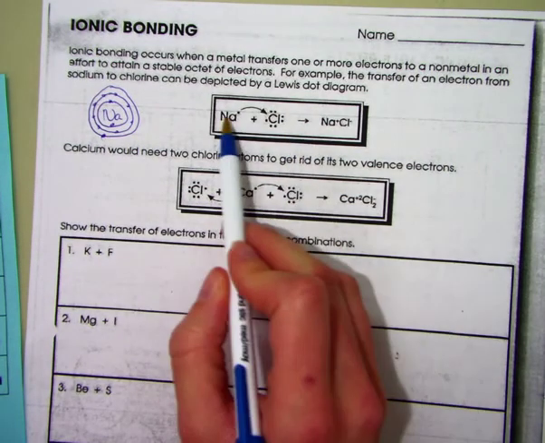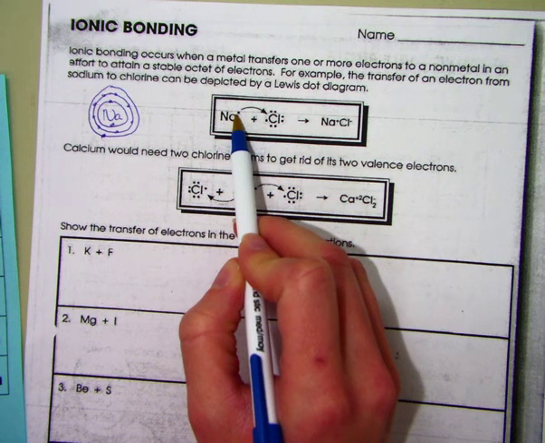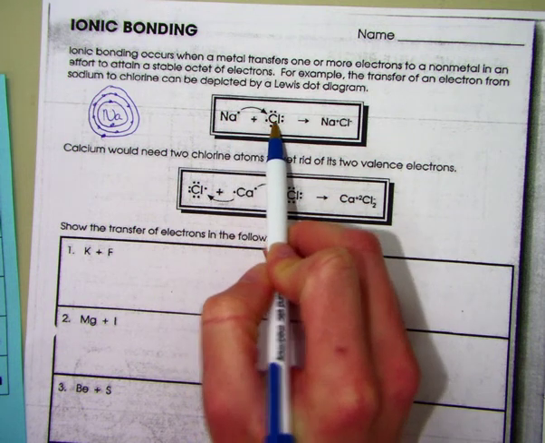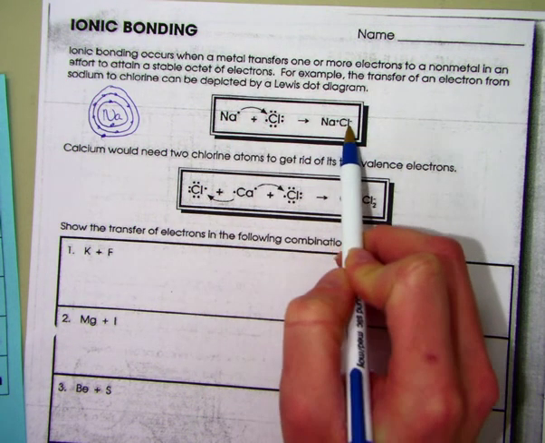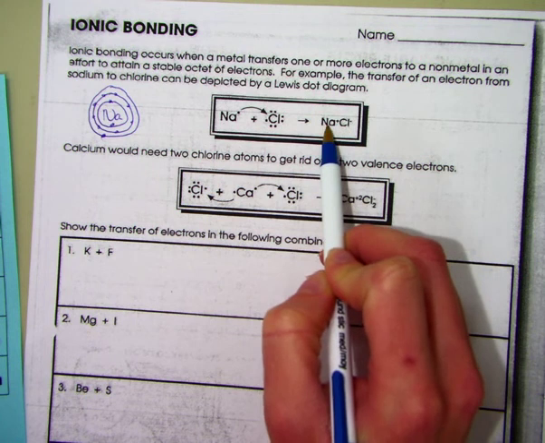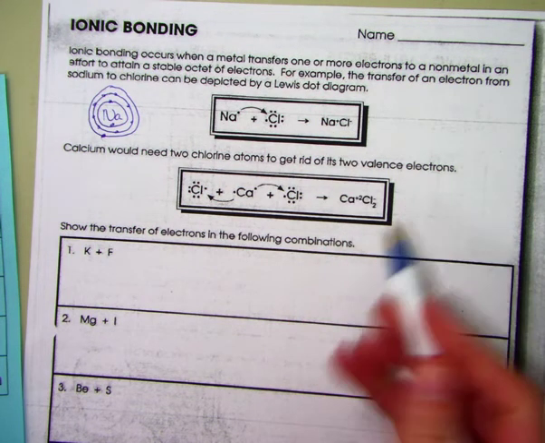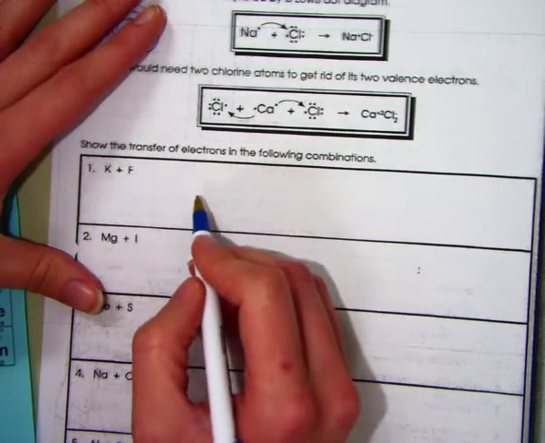We can see from our demonstration that there is 1 electron from the Na is going to move over to this Cl, making it Na plus and Cl minus. Since this is a positive and this is a negative, they are attracted to each other because opposites attract. So let's work on the rest of these.